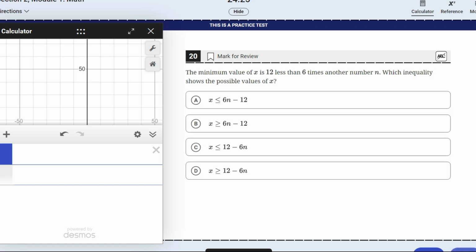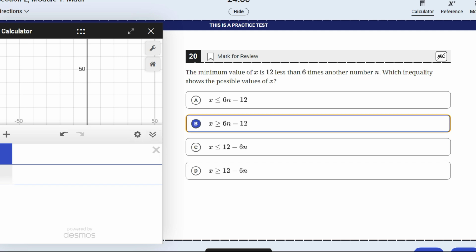Number 20, the minimum value of x. So if it's a minimum value, x must be greater than or equal to whatever we see after that. Then 6 times n, so it's 6n, and 12 less means minus 12. So therefore it's B.